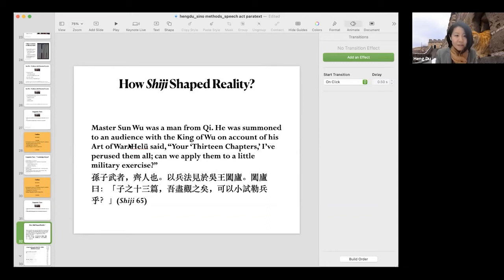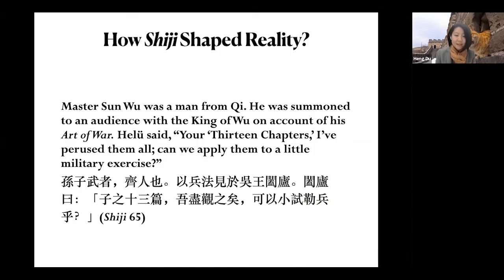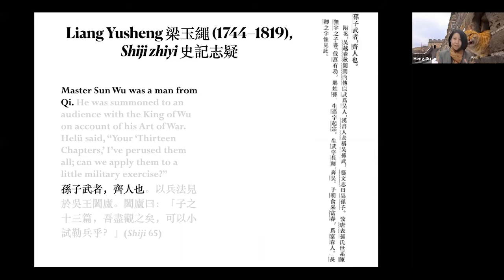So: Master Sun Wu was a man from Qi. He was summoned to an audience with the king of Wu on account of his art of war. The king, He Lu, said, "There are certain chapters referring to the art of war. I've perused them all, I've read them all. Can we apply them to a little military exercise?" Okay, so even with just this very beginning part, there are a lot of questions.